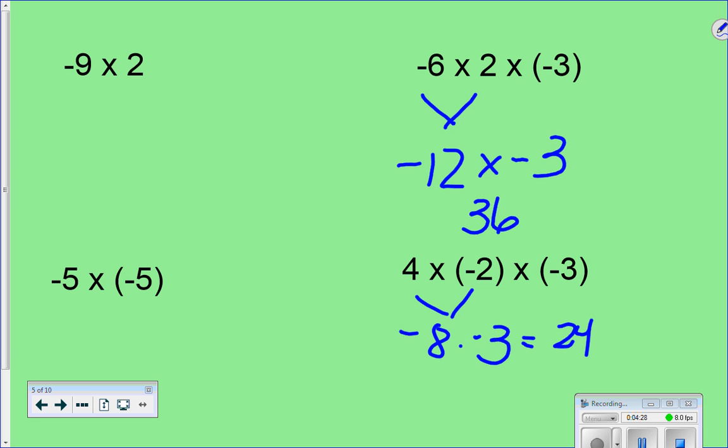Everybody always asks me, is this the thing where two negatives make a positive? This is the thing where two negatives make a positive. Everybody asks me that.